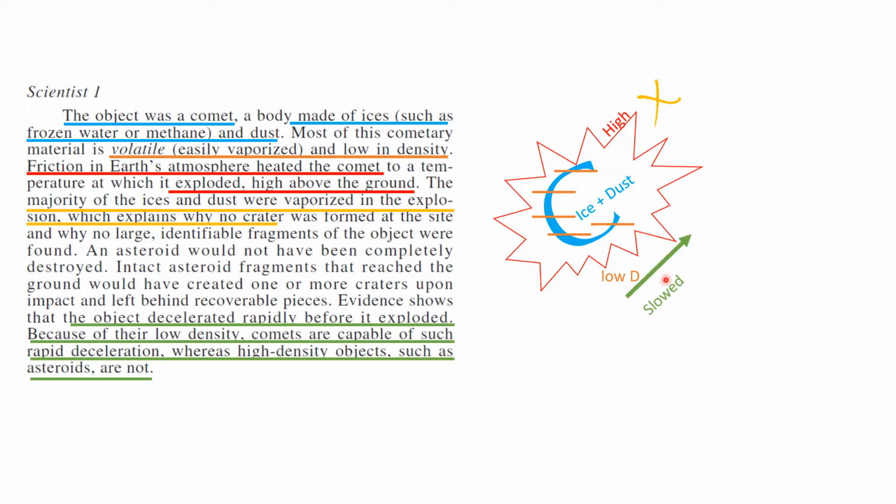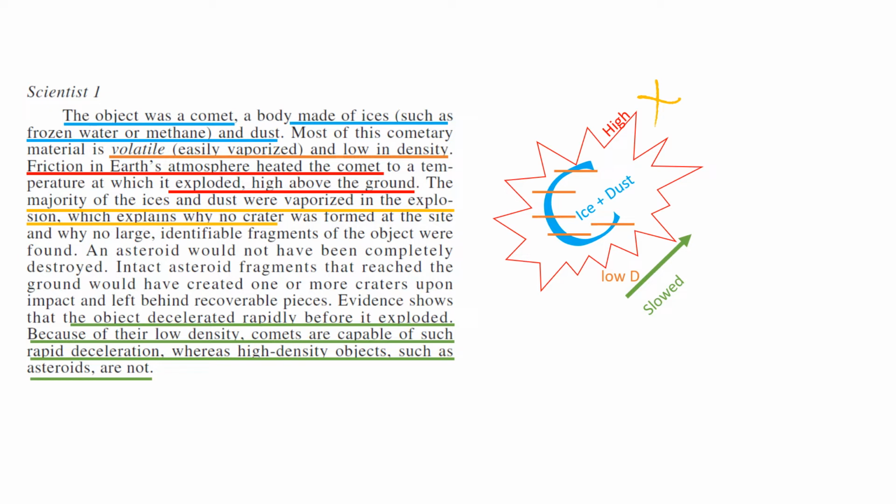So I just put slowed. Probably should have put decelerated if I want to use the same words. Because of their low density, comets are capable of such rapid deceleration. So again, we have that low density there, and high density objects such as asteroids are not. So it's, again, that last part's a comparison to asteroids.